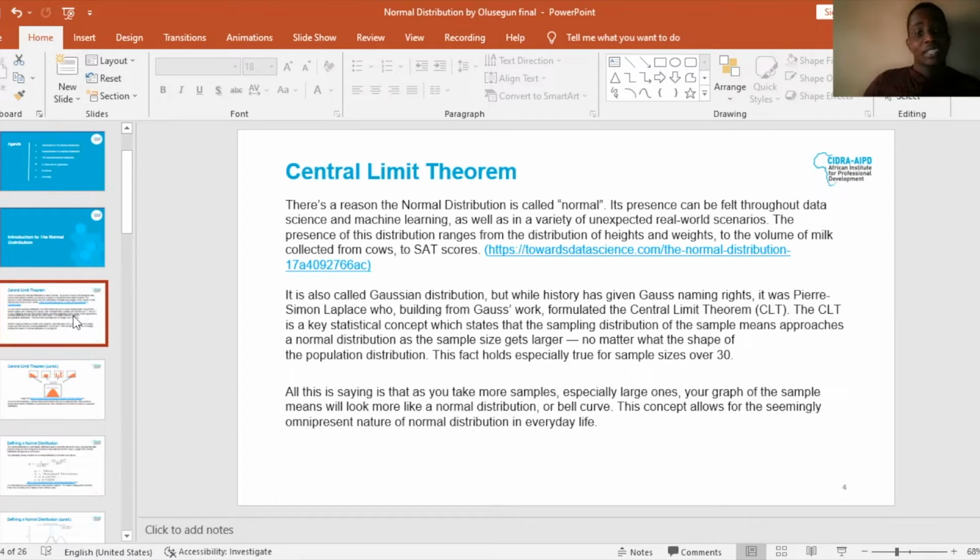All this is saying is that as you take more samples, especially large ones, your graph of the sample means will look more like a normal distribution, or as you call it, a bell curve. I'll say it again: as you take more samples, especially large ones, your graph of the sample means will start to look more like a normal distribution or a bell curve. This concept allows for the seemingly omnipresent nature of normal distribution in everyday life. So many aspects of everyday life can be modeled by a normal distribution because of this simple concept.